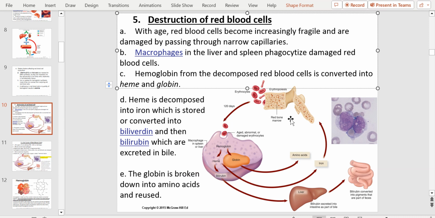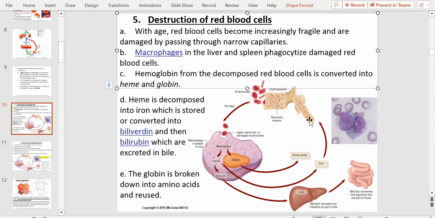You'll see that everything is reused. Breakdown, there's your phagocytosis, chomp chomp, broken up into the heme and the globin, then changed into bilirubin. And then bilirubin is converted into pigments, which become parts of the feces.